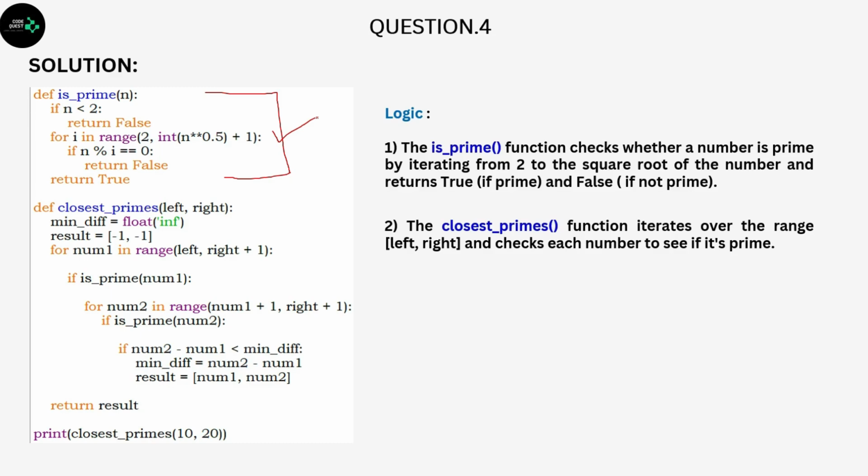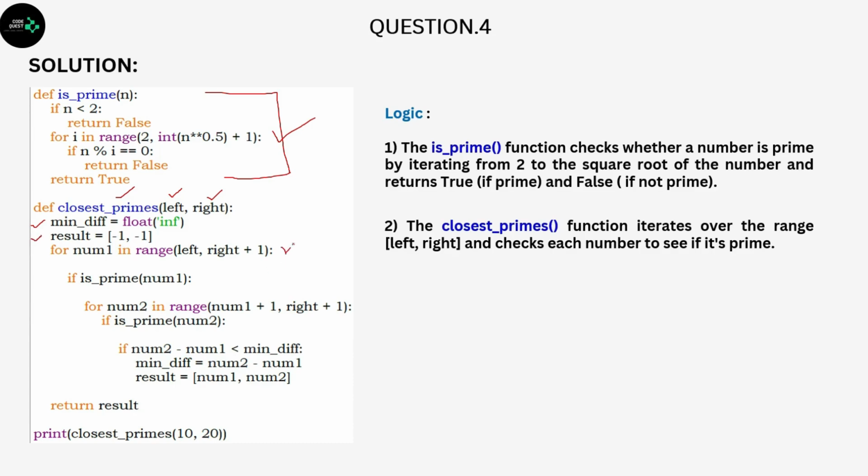Now, later on, we have taken another function, that is closest prime, where I am taking the two boundaries that have been given to me, that is left and right. And here I am going to take a variable which is going to store infinity at the beginning, the minimum difference, and the result we have initialized with -1, -1.